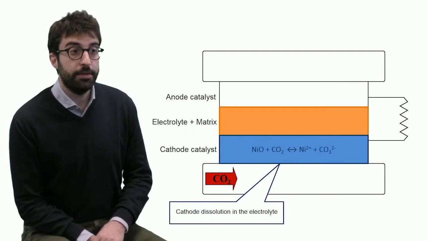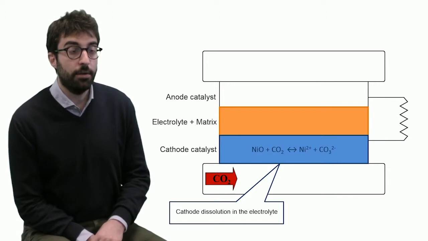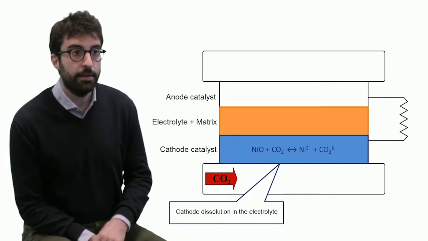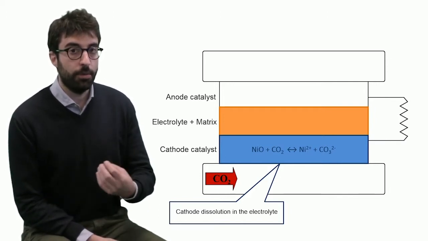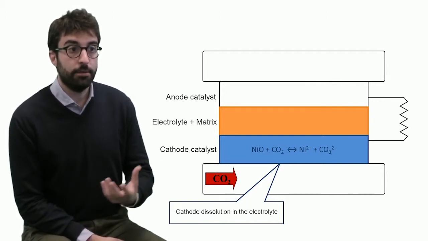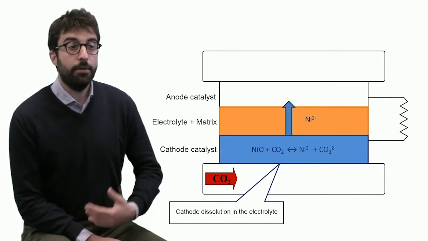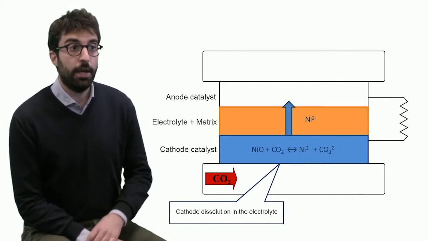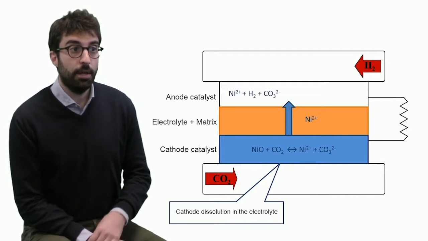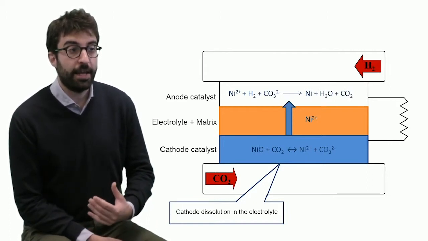Because what can happen is that the nickel oxide can react directly with carbon dioxide, with a big issue for this technology: the production of nickel ions, not only carbonates. The risk is that nickel ions can migrate through the electrolyte, reaching the anode, where they react with hydrogen and carbonates to produce nickel. So we have a sort of migration of nickel, as a catalyst, from the cathode to the anode.